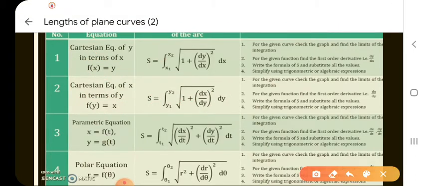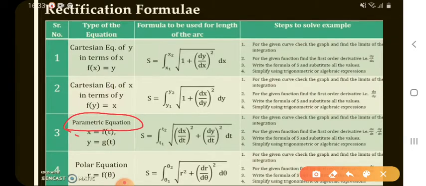Third model is parametric form. Here the terms x and y are functions of t. First we find the limit values of t. After that we differentiate x and y with respect to t. So we get dx by dt and dy by dt values. What is the formula here? S equals integral t1 to t2 root of dx by dt whole square plus dy by dt whole square, dt. This is the equation for parametric form.